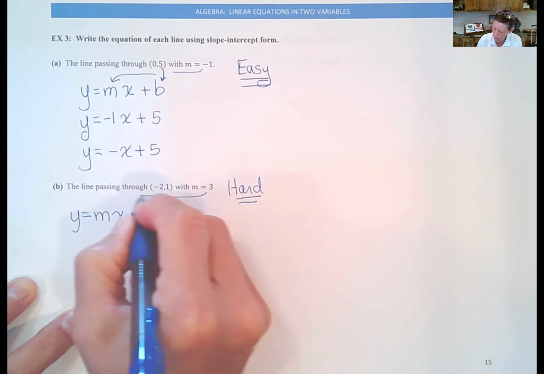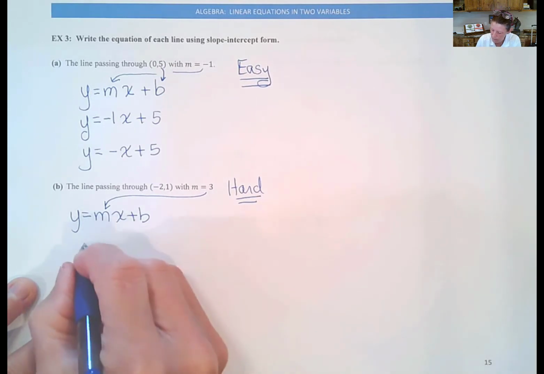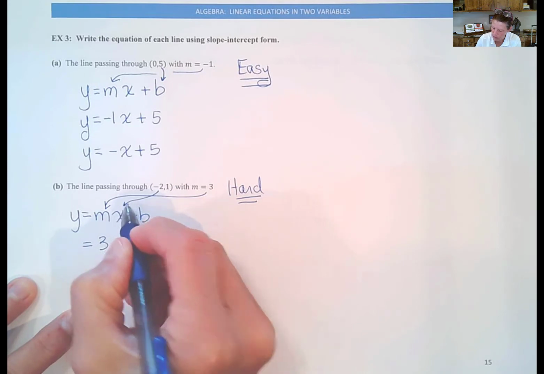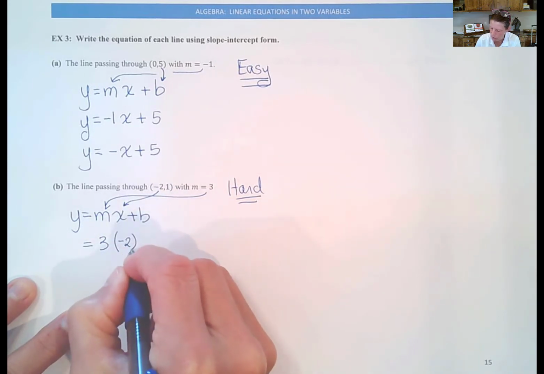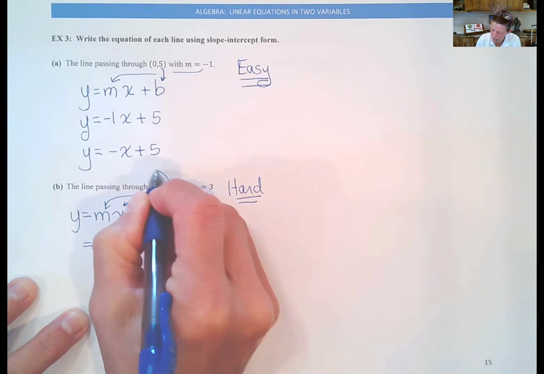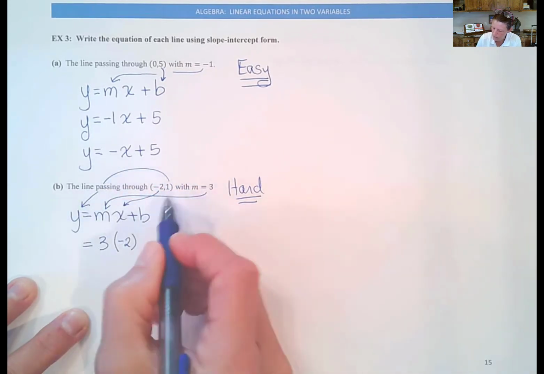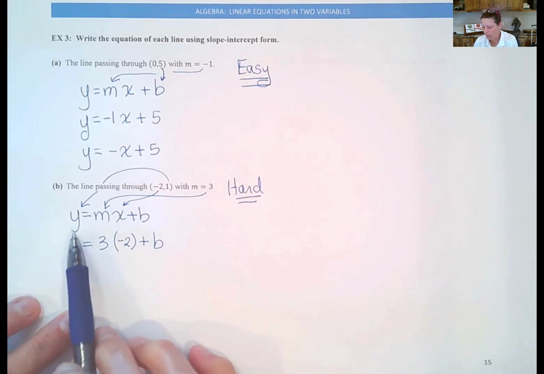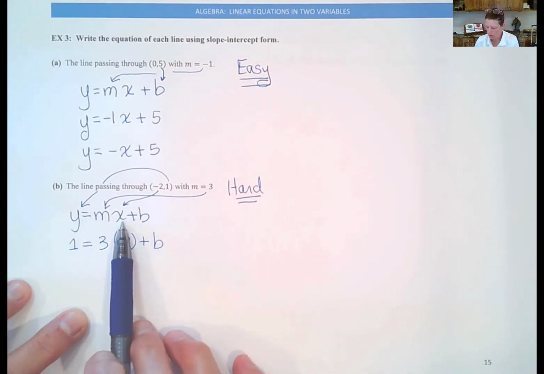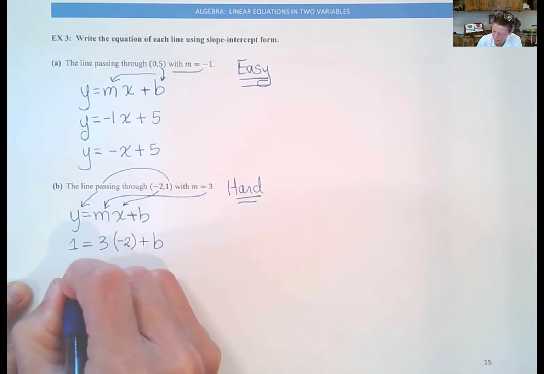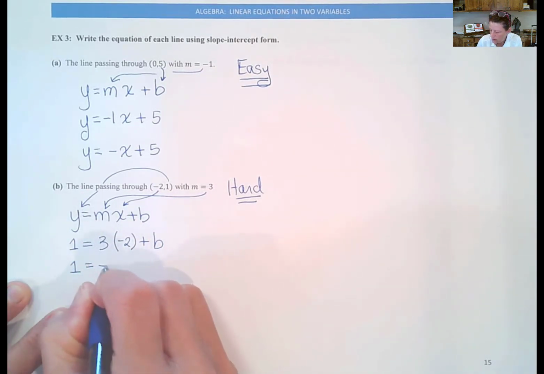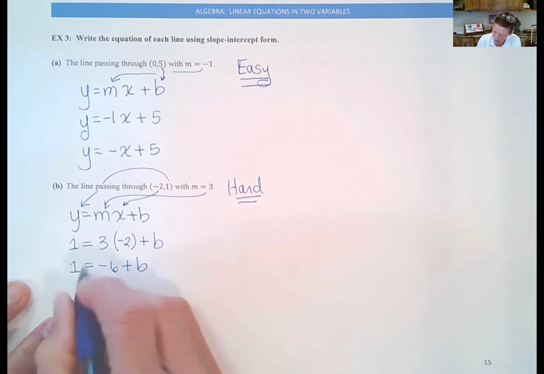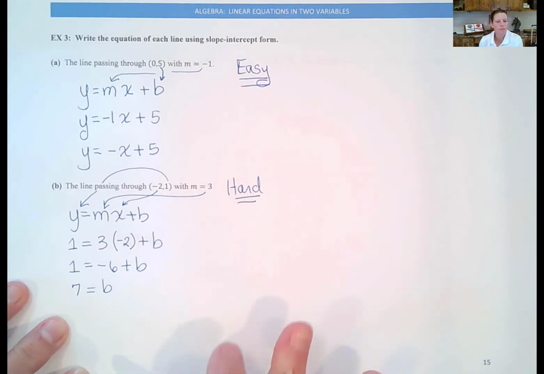We know the slope, okay, m is 3. We have an x value that we can substitute. It's negative 2. And we've got a y value that we can substitute, 1. And because we know the value of y, m, and x, we can solve for b. Here we've got 1 is negative 6 plus b. Add 6 to each side to obtain b equals 7.